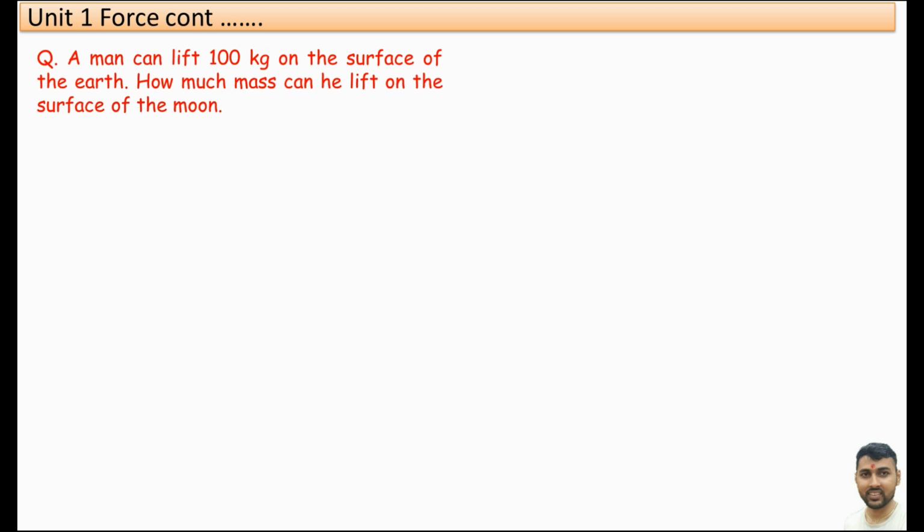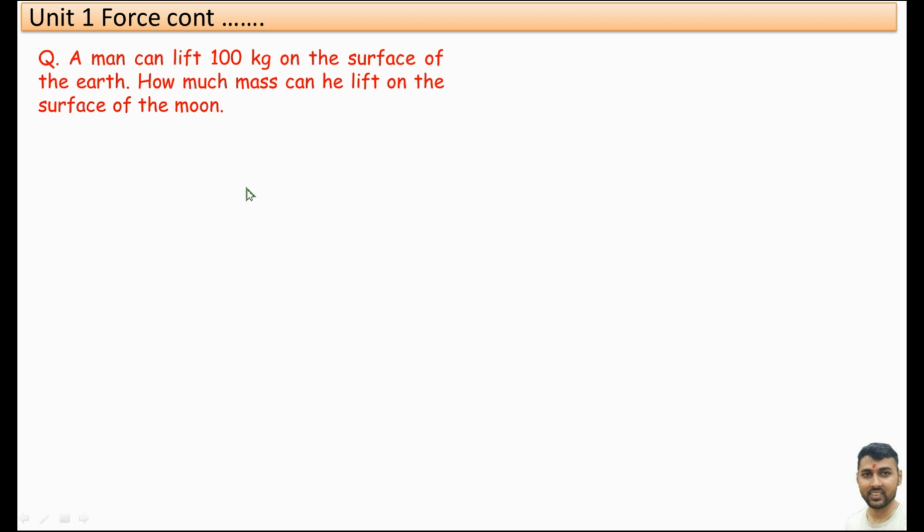Write down one question related to this topic. A man can lift 100 kg on the surface of the earth. How much mass can he lift on the surface of the moon?